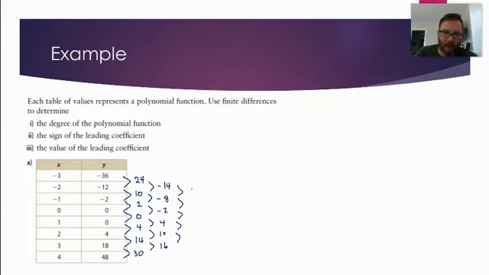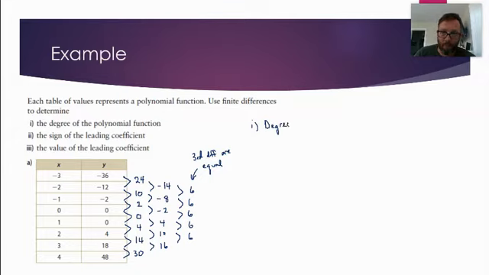Minus 14 to minus 8, that's an increase of 6. Minus 8 to minus 2, aha, increase of 6. Minus 2 to 4, up 6, up 6, up 6. What we have shown is that the third differences are equal, and the third differences are 6. We now know a lot about our polynomial function. So to answer part 1, the degree of our polynomial function is 3.